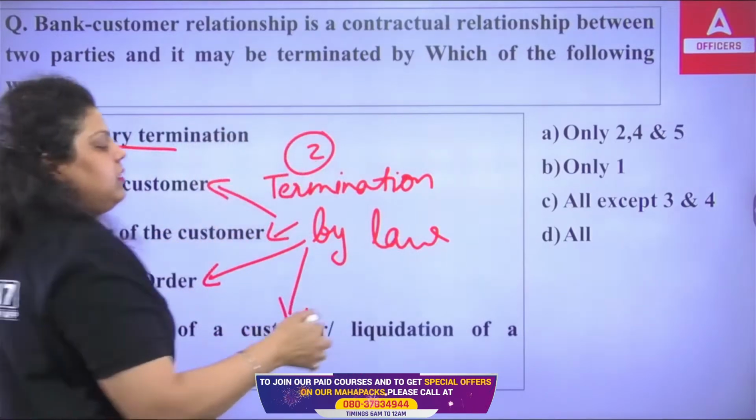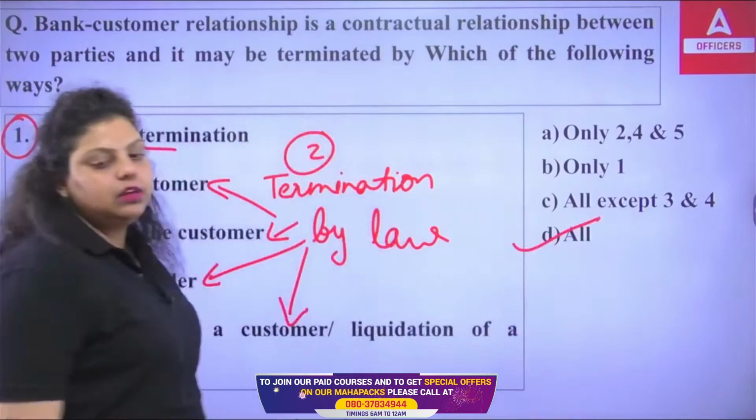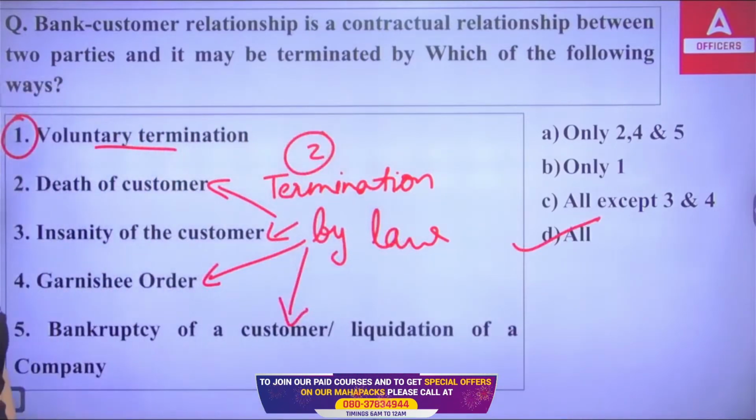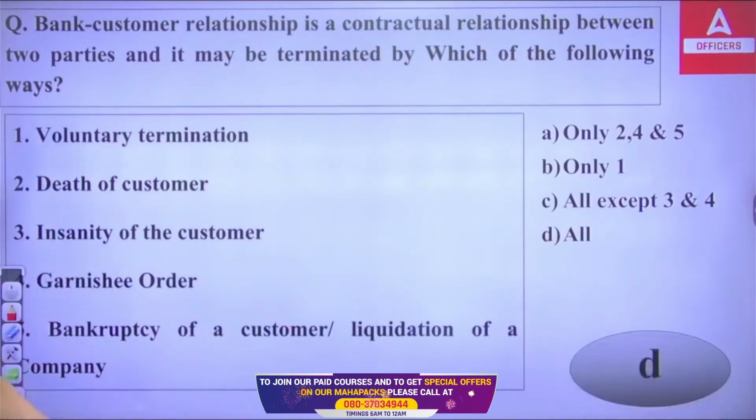So the right answer will be D. All are the ways by which the termination of the contractual relationship between the bank and a customer can be done. The right answer is D. Next.